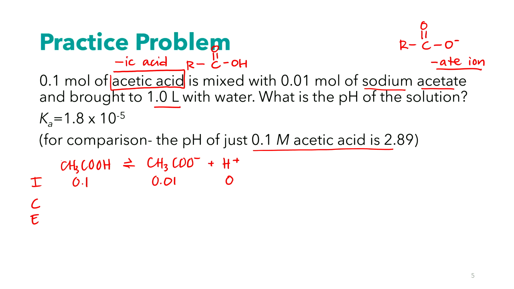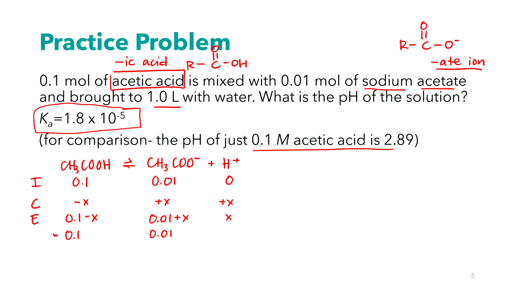I haven't calculated any of it. So in my change, I still have to make some products, right? I cannot have a negative amount of H+. So I've got to be adding some products. So I have minus X, and plus X. So now we have our equilibrium values. And we are going to continue using our 5% assumption that X is going to be a very small number. Ka is still a very small number, which means that we're not going to see much change. So I'm going to have 0.1 and 0.01.